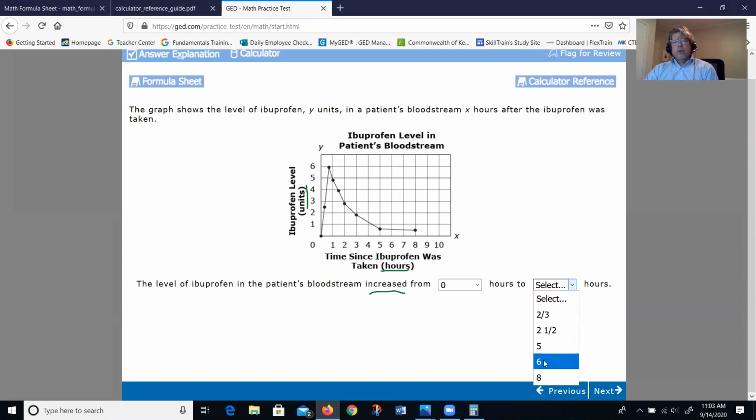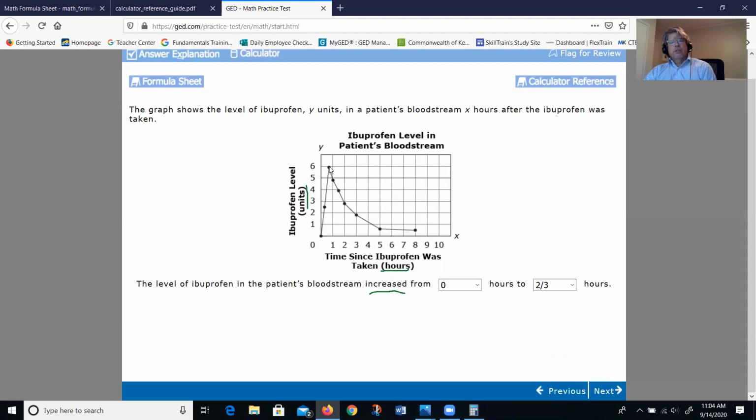But notice that we're talking about hours though, not units. So I have to really be paying attention to the x-axis. Notice that it's actually not quite 1. It's close to 1, but it's not quite 1. So it looks like we're talking about a fraction, probably 2/3. 2/3 of an hour is when it's at maximum performance. You should be feeling it. And then after that, it starts to decrease from there. So from 0 to 2/3 hours is where it increases.